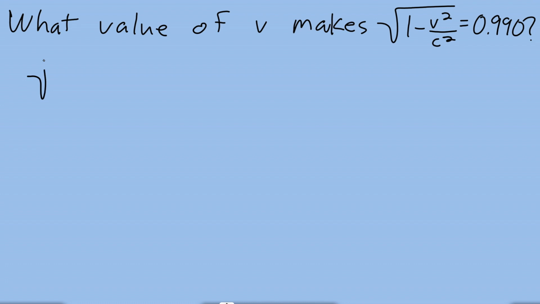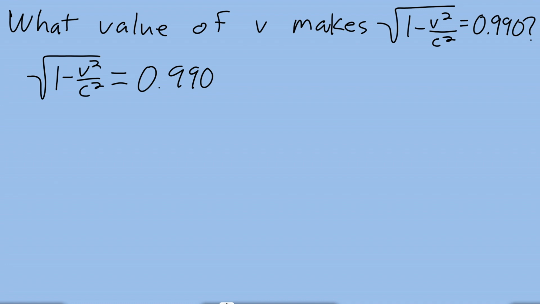We have the square root of 1 minus v squared over c squared is equal to 0.990. So basically we need to undo the square root, do a bunch of algebra, get the v by itself on one side, and then figure out what v is equal to.